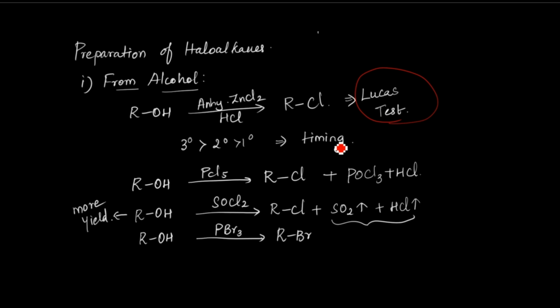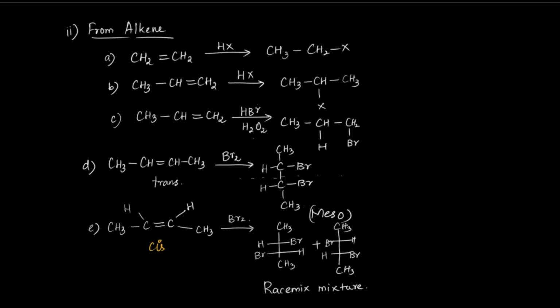Then the next preparation is with PCl5, forming RCl along with POCl3 and HCl. And SOCl2, thionyl chloride, gives us SO2 and HCl. These two components are gaseous in nature, so they easily evaporate from the solution. It indicates it is a more convenient way to prepare haloalkanes from alcohols. Then the third method, you can use PBr3 to prepare bromoalkanes as well.